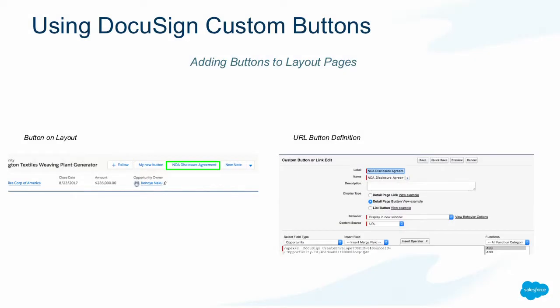So there are 2 ways of actually consuming this. One would be kind of like the similar approach to what we have now, adding a button to the layout, except it's a lot easier. We only have 2 parameters that we really have to worry about: source ID and then button ID. So button ID would be a reference to the record that we created.